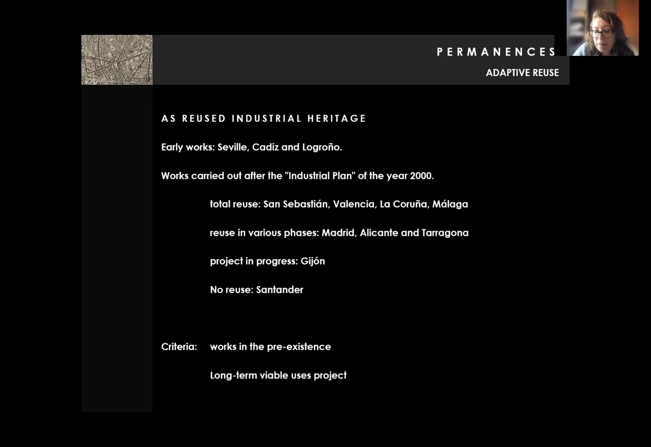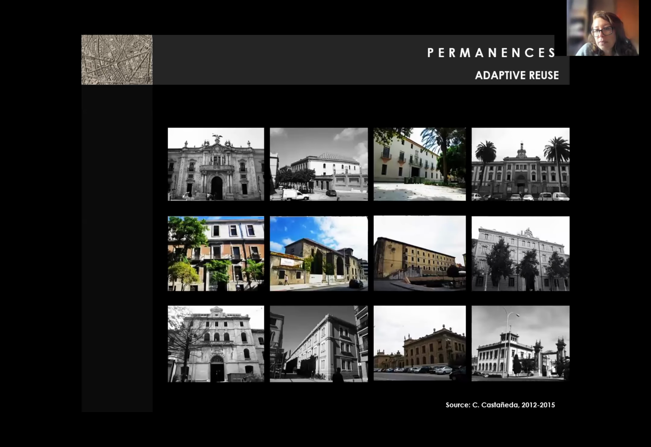Many of them were repurposed for a specific use, such as Sevilla, which is a university facility, or Logroño, which is the parliament of La Rioja, or San Sebastian, which is now a cultural center. But with the economic crisis, many of them have started to take a strategy of conservation by different phases, and with a mixture of uses, to make it more sustainable and also to respond to the needs of today's society.